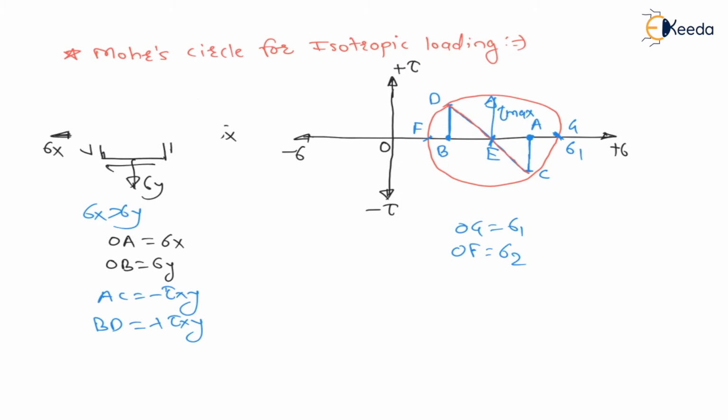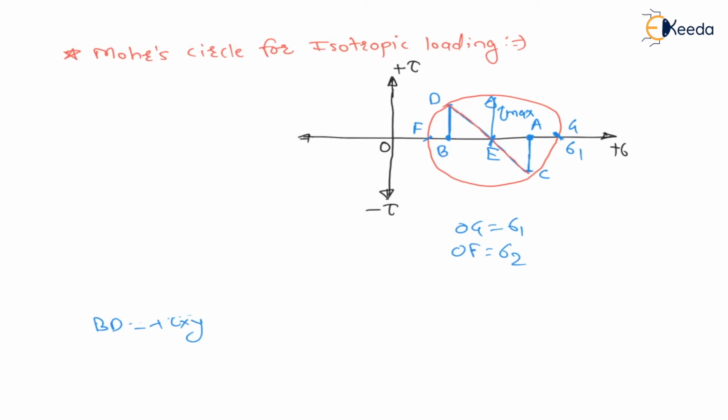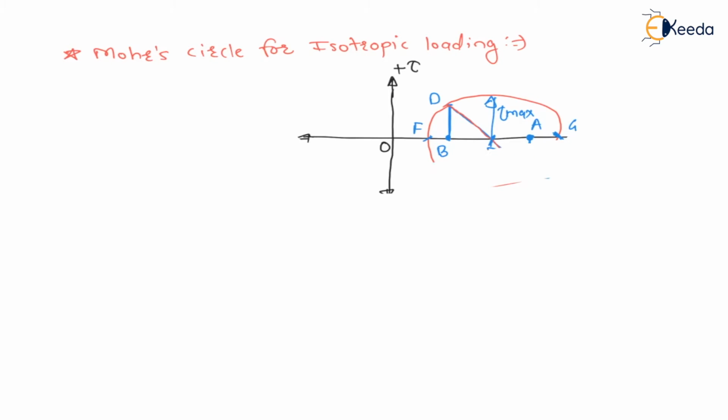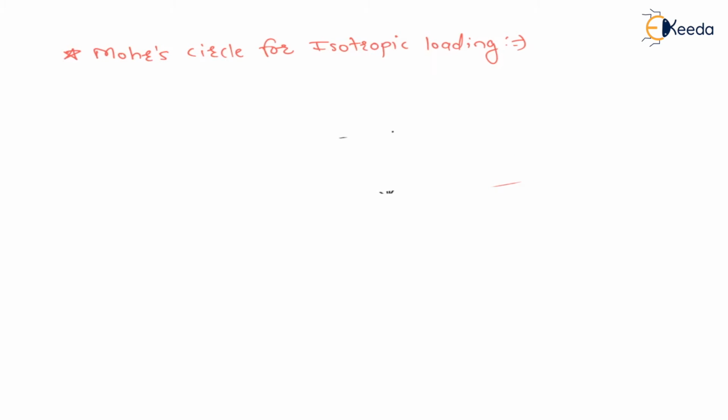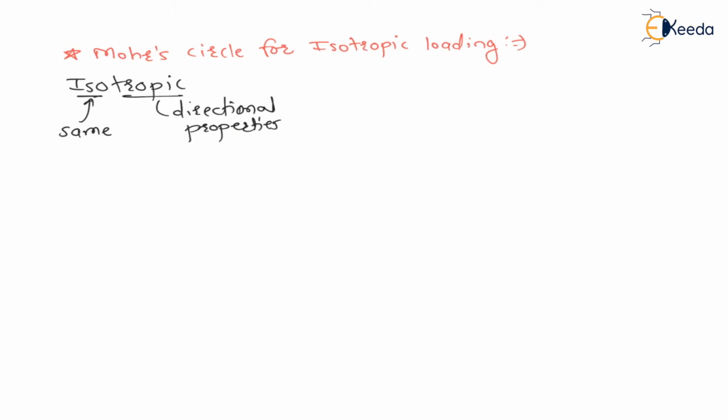Mohr circle for isotropic loading. Now the meaning of isotropic is that the material properties in all directions are the same. Isotropic means the material properties in all directions are the same, right? Iso means same, tropic means directional property, same directional properties, this is called isotropic.